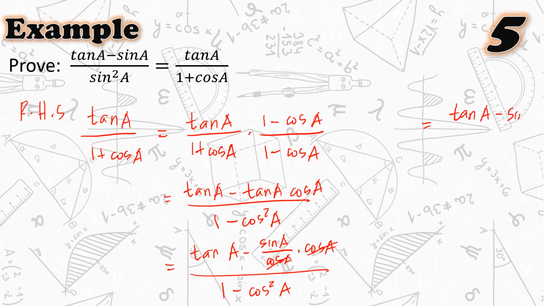minus sine A, and in the denominator 1 minus cosine squared A can be expressed as sine squared A using the Pythagorean relation, and that is the same as the left-hand side of the original identity. Therefore, the identity is proven.